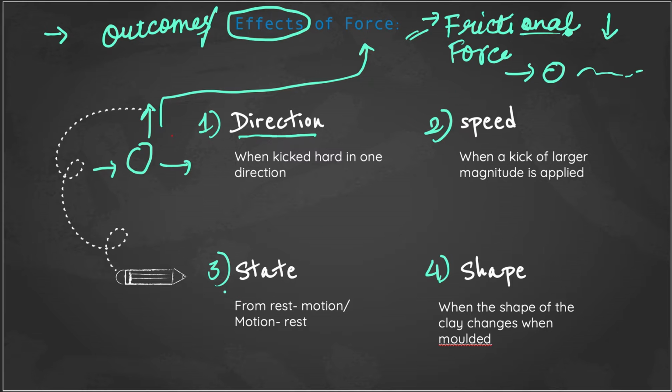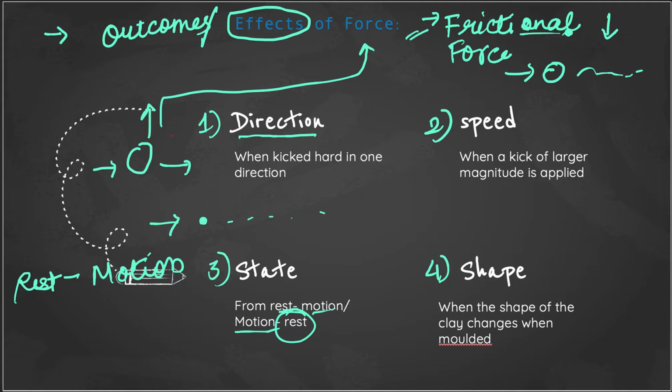Then we have that a force can change the state of motion. That means it can bring an object from rest to motion, or from motion to rest. Now the question is how are these changes of state even possible? This is all possible because of force. For example, a ball is in a state of rest here, and when a force is applied to that ball, it starts moving. So from a state of rest it came to a state of motion.